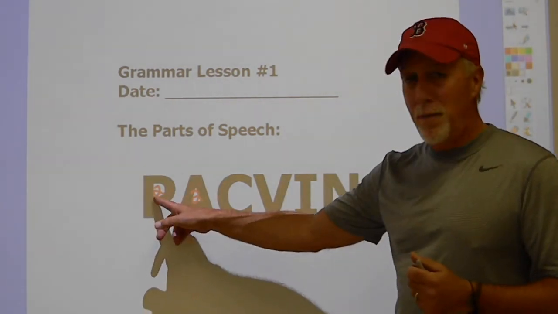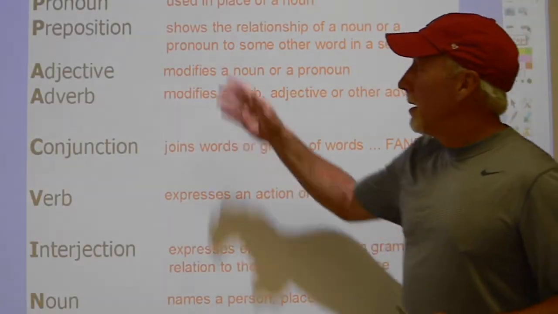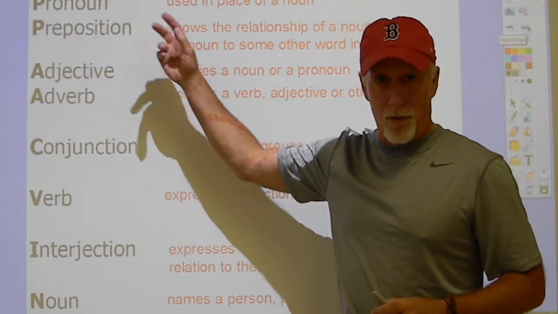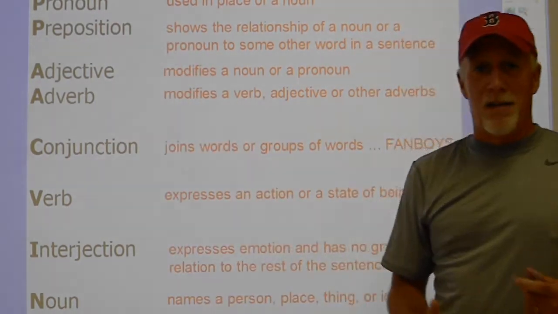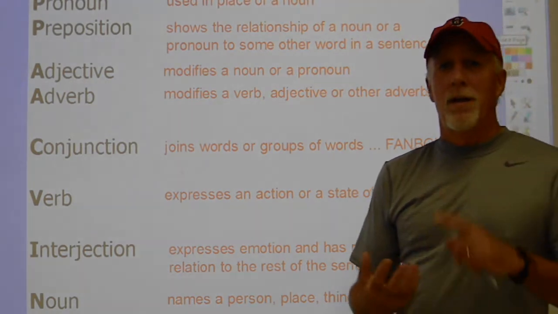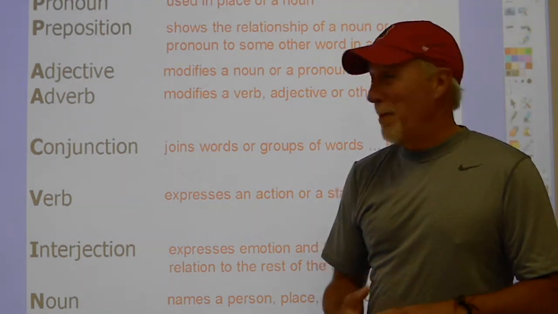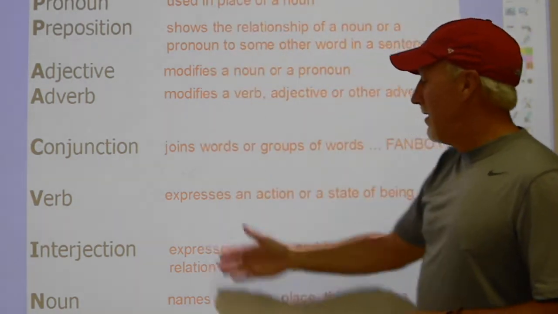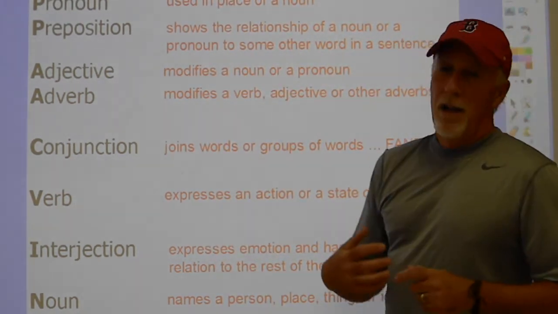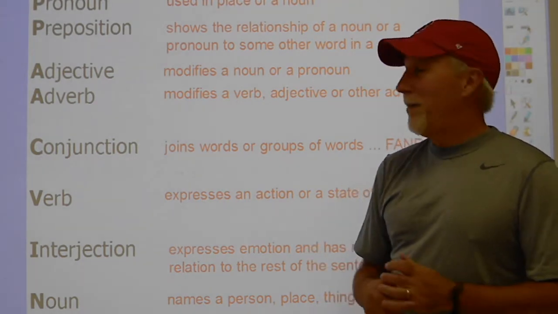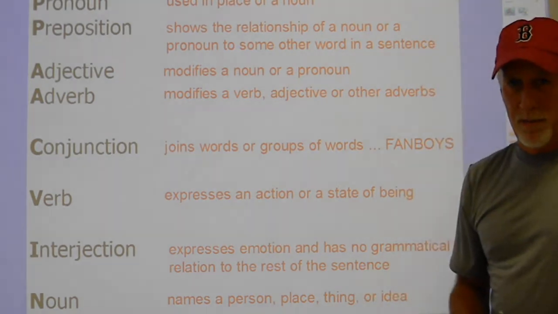I put a 2 in the P and a 2 in the A, and the reason I did that is because there are 2 P words and 2 A words: pronoun, preposition, adjective, adverb, conjunction, verb, interjection, and noun. Okay? Here I also gave you the definitions for the parts of speech. You should know this. If not, stop the video and write them down in your notebooks.